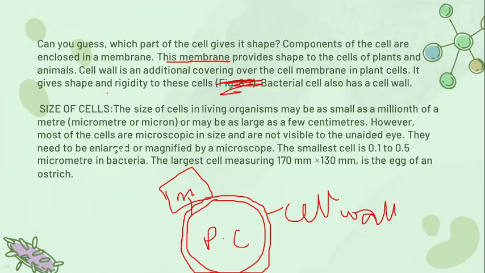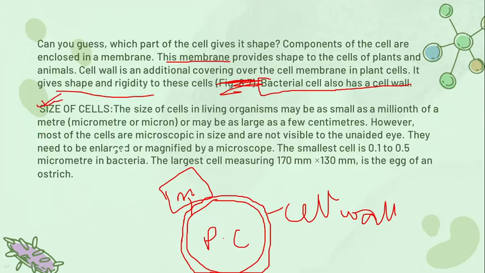Here we can learn that the cell wall gives shape and rigidity, and also protection for the cell. It gives double protection for the plant cell, and the important point is that bacterial cells also have a cell wall. Next we are going to learn about the size of cells.